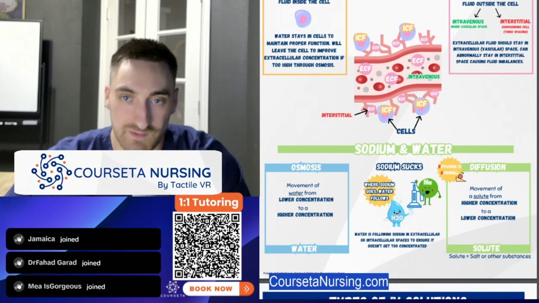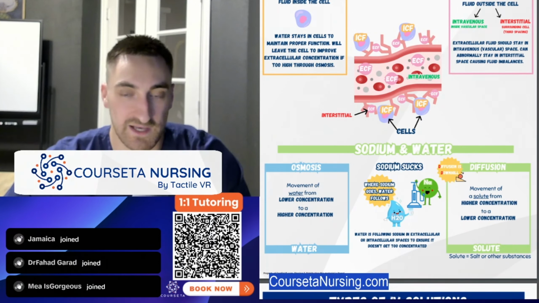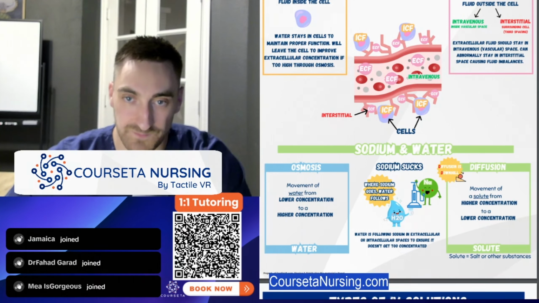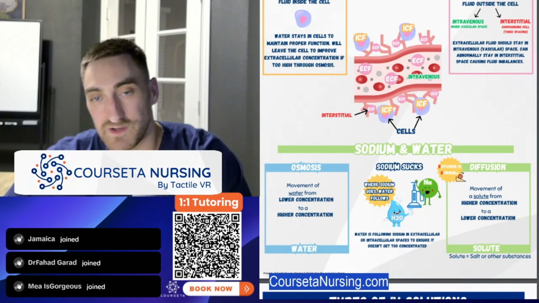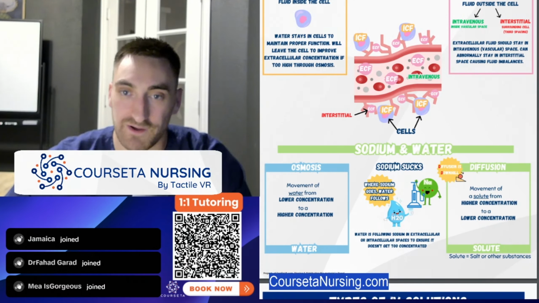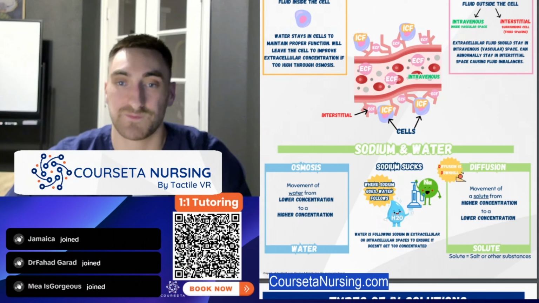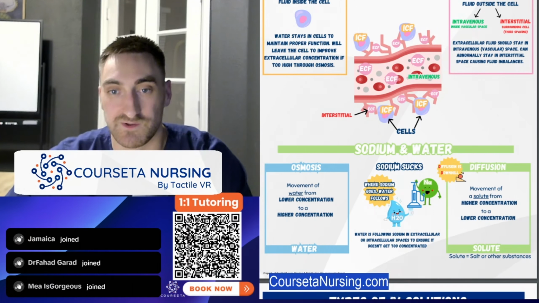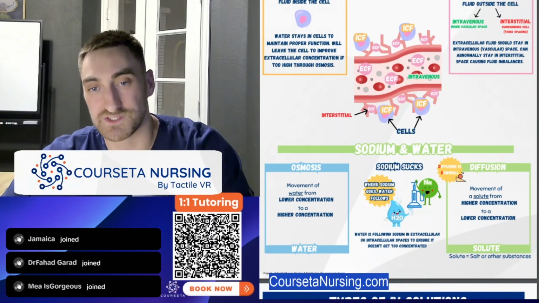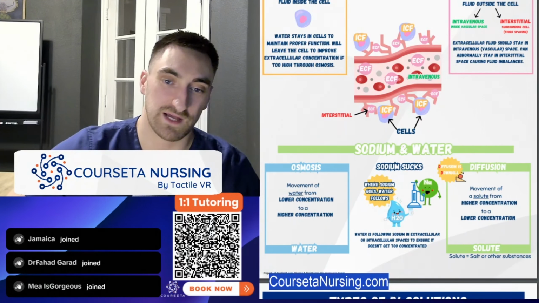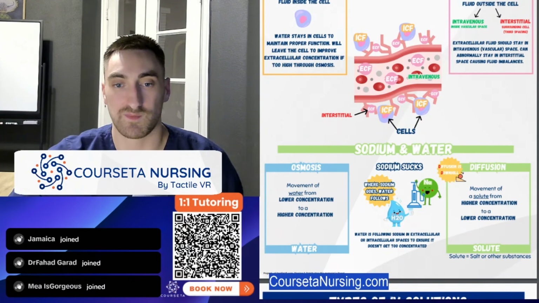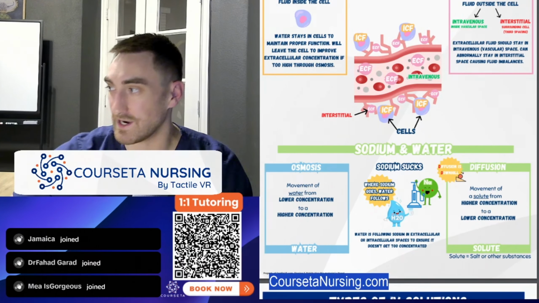So if the sodium levels were higher in the vascular space than they were inside the cell, then the water is going to leave the cell because I need to balance my water out. There's too much sodium in the vascular space, so the water needs to leave the cell to balance out the sodium. So that's where you hear about osmosis, is water from a lower concentration to a higher concentration.